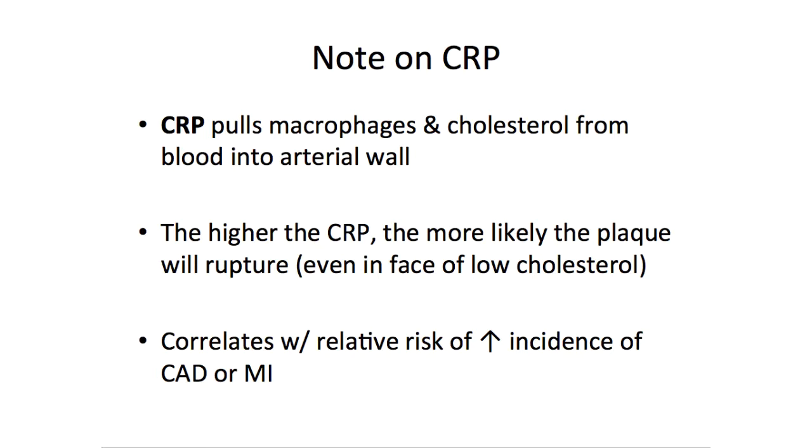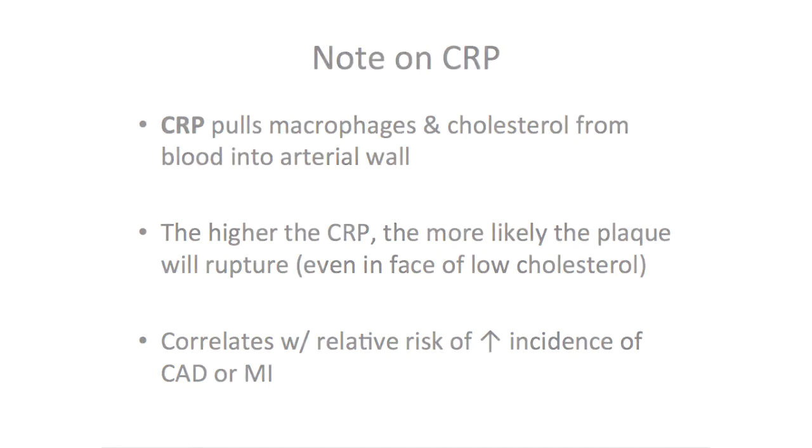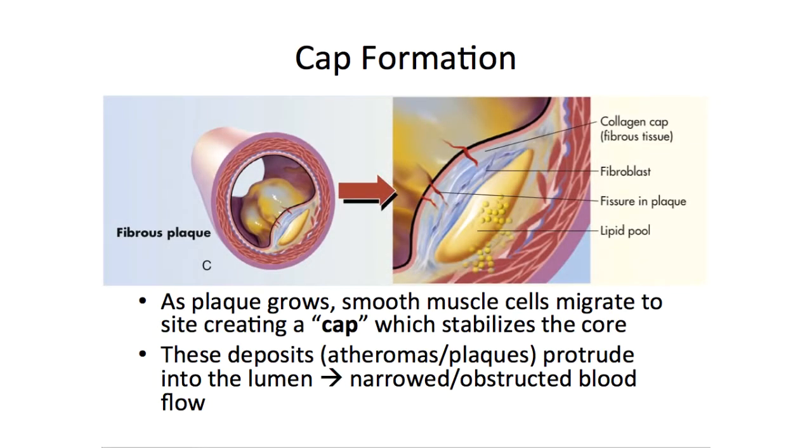It's important to note that C-reactive protein pulls macrophages and cholesterol from the blood into the arterial wall. The higher the C-reactive protein, the more likely the plaque will rupture, even in the face of a low cholesterol. C-reactive protein correlates with a relative risk of increased incidence of coronary artery disease or myocardial infarction. As the plaque grows, smooth muscle cells migrate into the site, creating a cap, which stabilizes the core. These deposits, referred to as atheromas or plaques, protrude into the lumen, resulting in narrowed or obstructed blood flow.